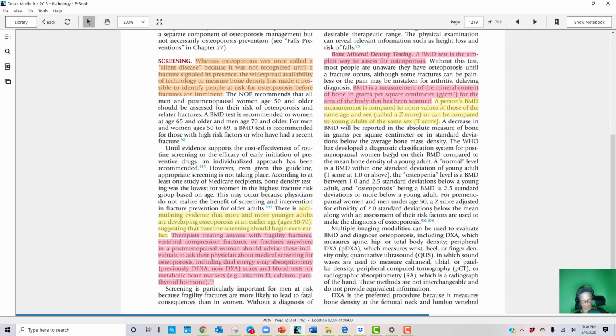For premenopausal women and men under age 50, a Z-score adjusted for ethnicity of 2.0 standard deviations below the mean, along with an assessment of their risk factors, is used to make the diagnosis of osteoporosis.